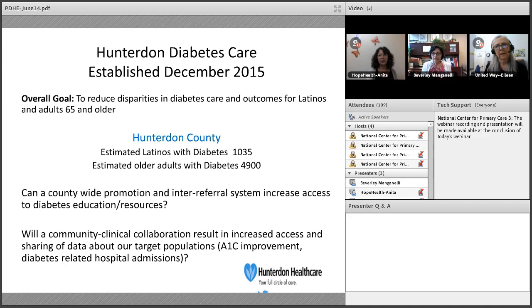And we hope that this community clinical collaboration would ultimately result in an increased access and sharing of data about our target population, which might include improvement in A1Cs, in diabetes-related hospital admissions, those kinds of things, and ultimately increase the use of the excellent resources in our community. So I think that's where we started, and you'll hear a little bit later about our successes and challenges, but it was definitely a learning experience.